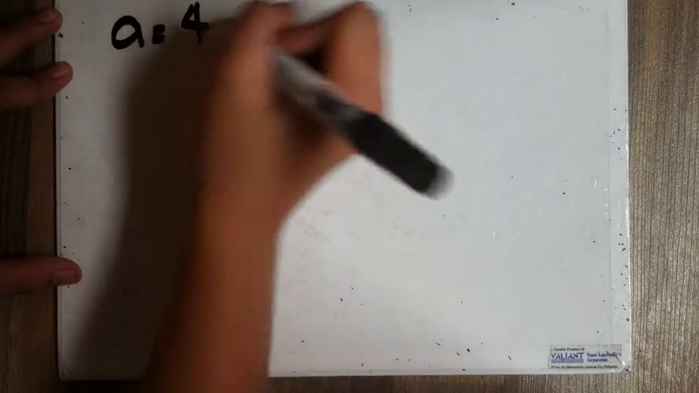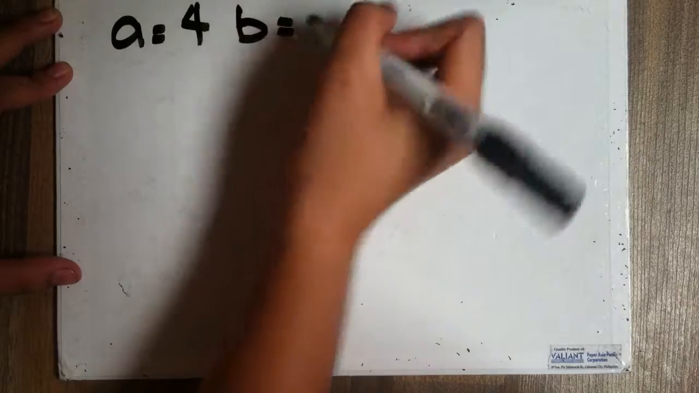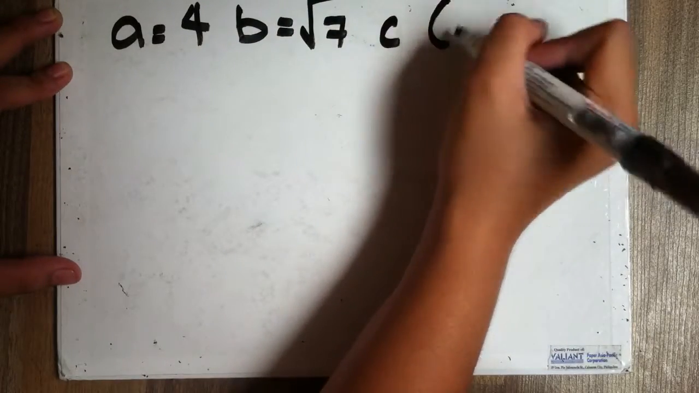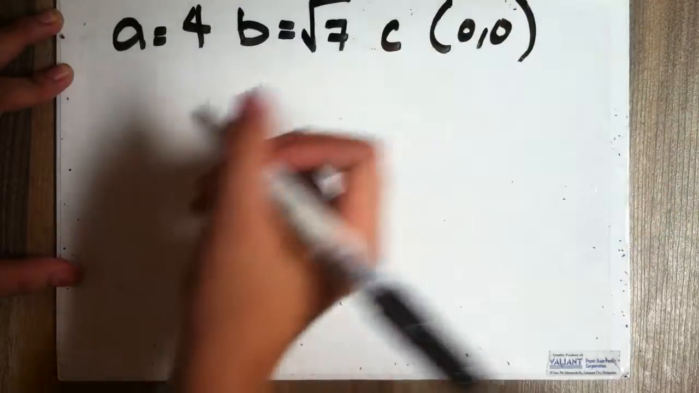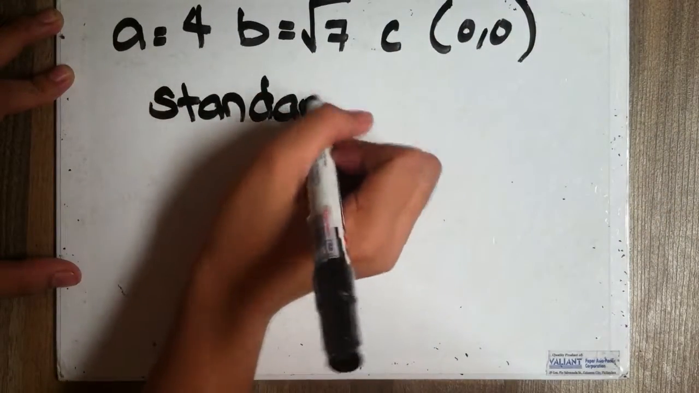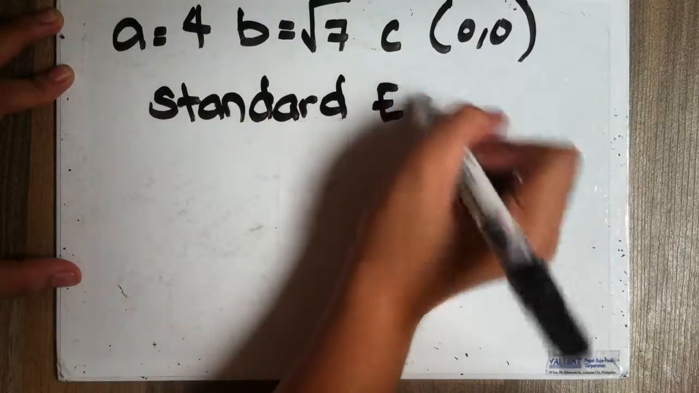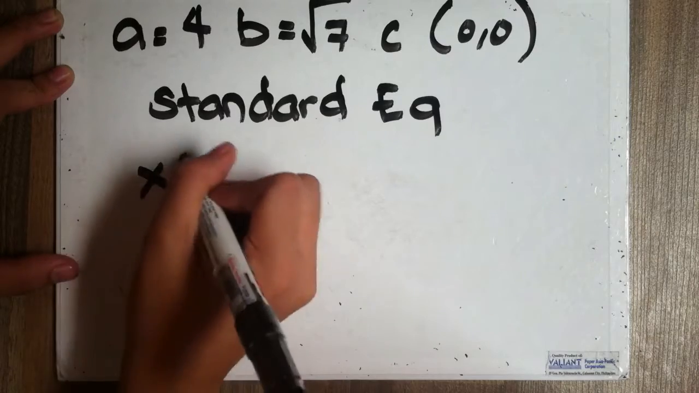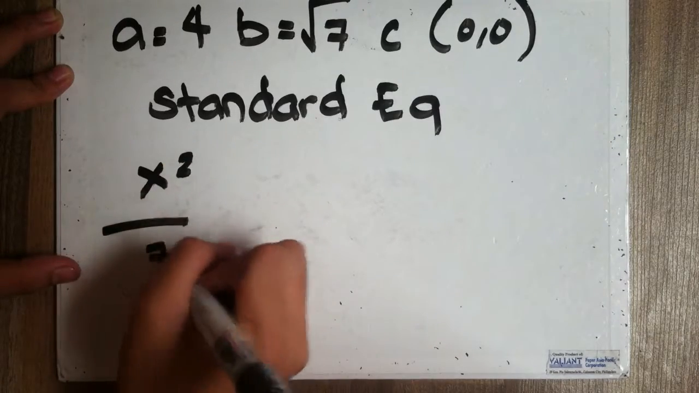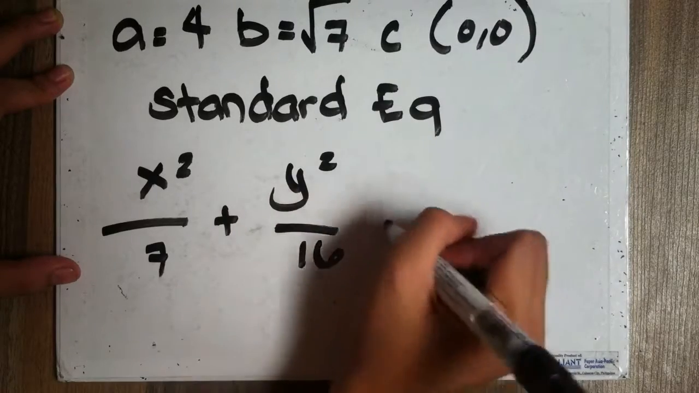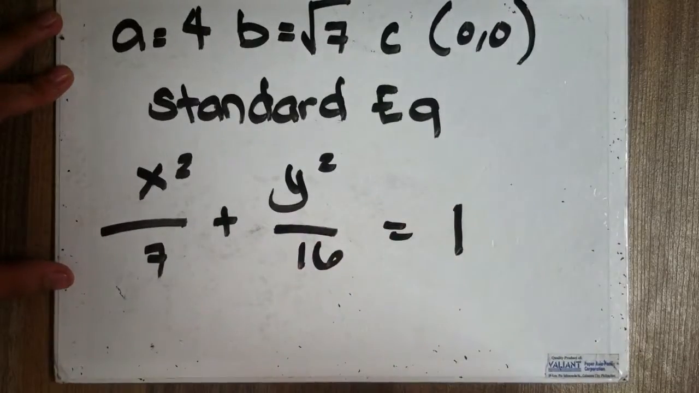Now, once again, we are nearly done with our equation, wherein a is equal to 4, b is equal to square root of 7, and our center is located at (0, 0). Our standard equation now is x squared over 7 plus y squared over 16 is equal to 1.